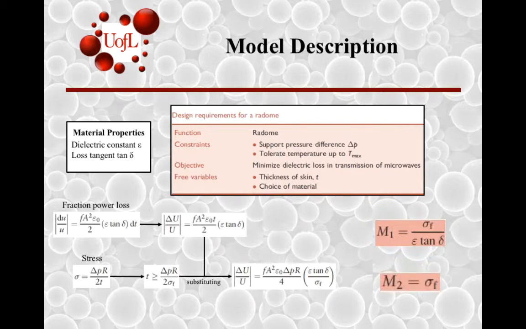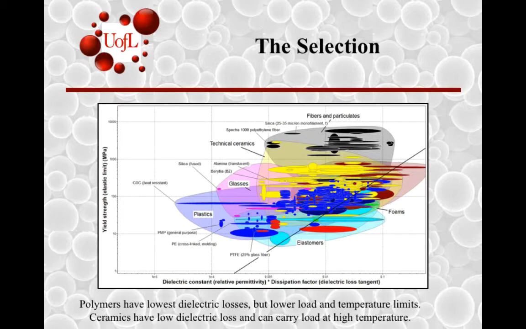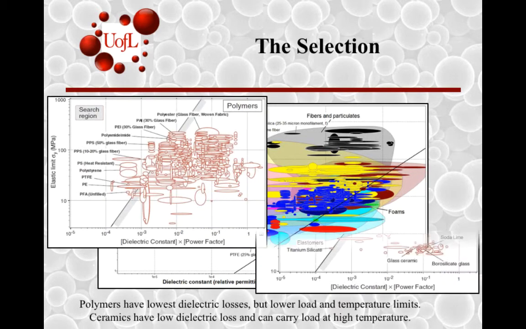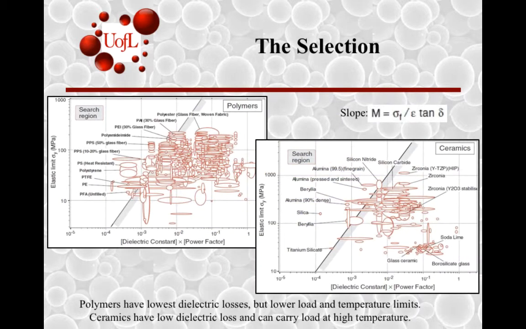The first one is more for performance, to see what interferes the least with the signals coming in, and the second one is more for strength. When you graph that, you get this, which is pretty messy. So if you simplify it into just polymers and ceramics, those are what can handle the required temperature of about 300 degrees Celsius. And there's a trade-off.